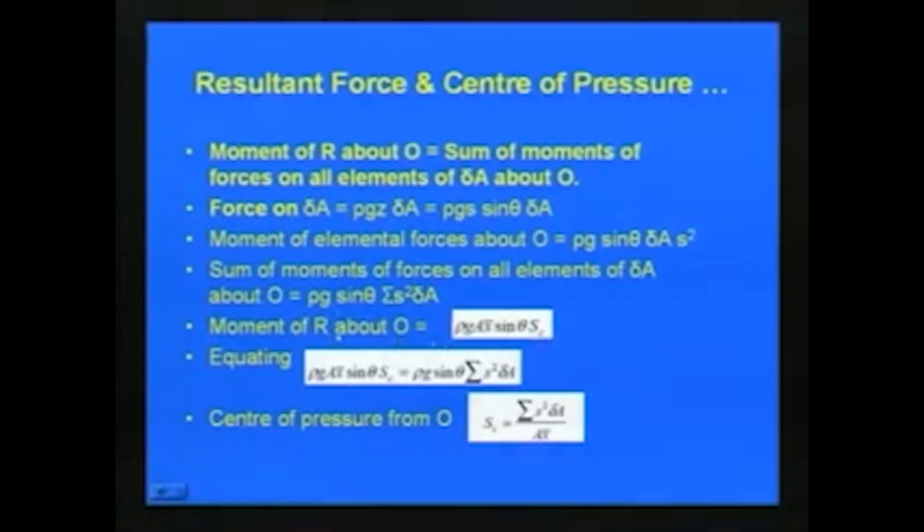So, now we will equate this moment of R about O to the sum of moments of forces on all elements of delta A about O. So, we are equating rho G into A x bar sin theta into SC, this is equal to rho G sin theta into sigma S square delta A. So, finally, we get the center of pressure from O, SC, is equal to sigma S square delta A by A x bar.